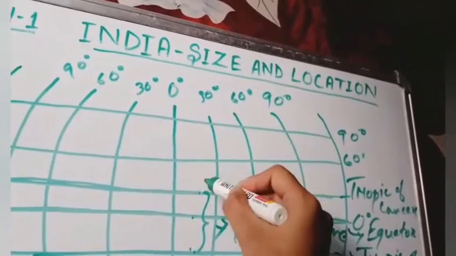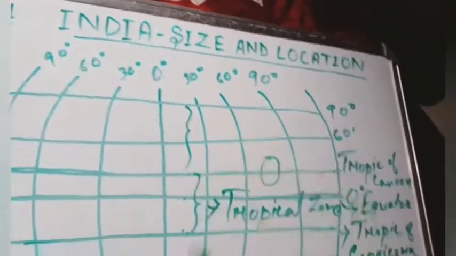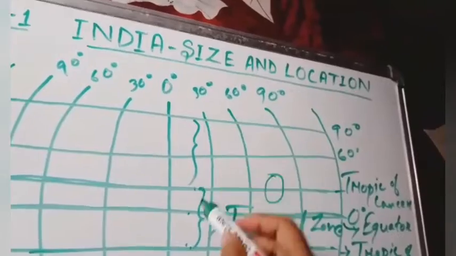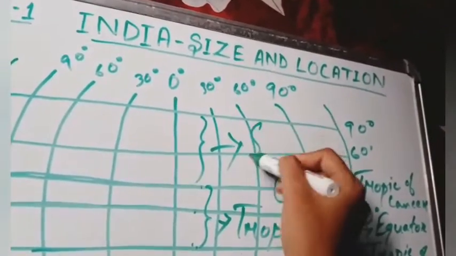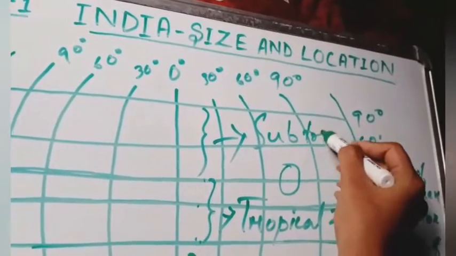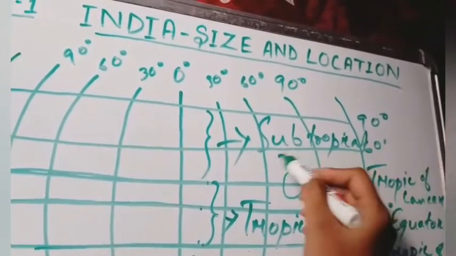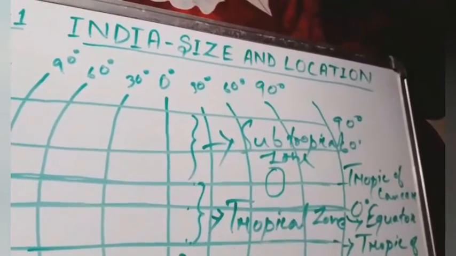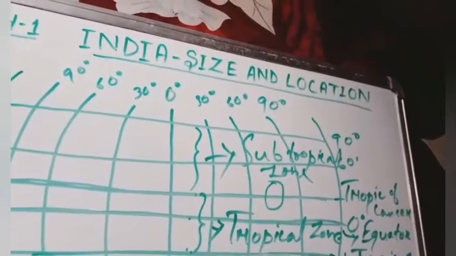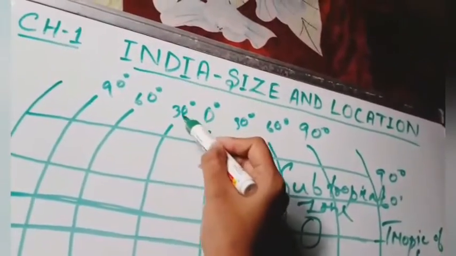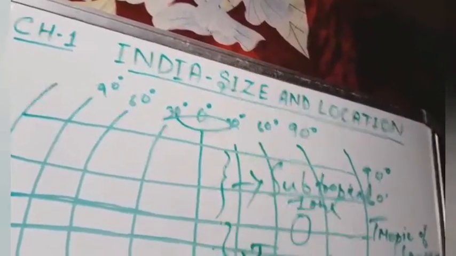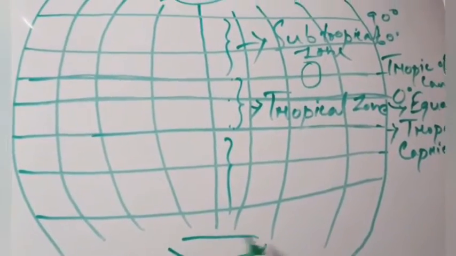And the other areas above and below, these are known as the subtropical zone. And you know that here we have the North Pole, and here we have the South Pole.